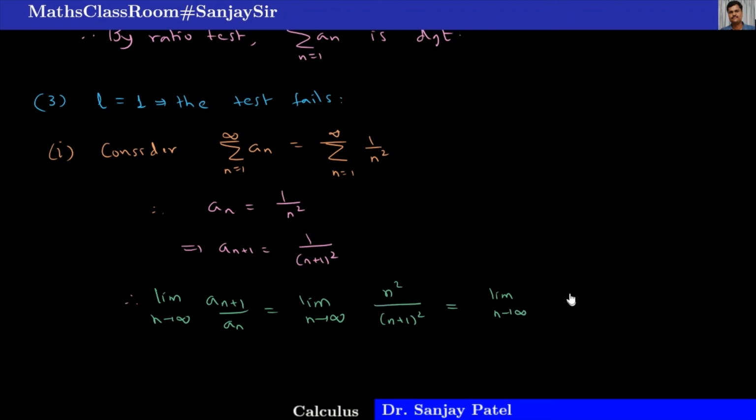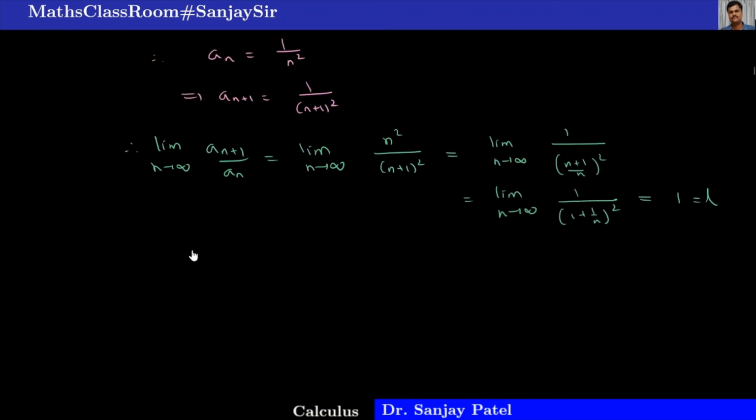So n square upon n square is 1. Here also I am dividing by n square. So that n square we can take inside and we will get (n+1) upon n whole square. Or we can write this way also. This is equal to the limit as n tends to infinity of 1 upon (1 plus 1 upon n) whole square. And as n tends to infinity, 1 upon n tends to 0. So 1 upon (1 plus 0) square, and that is 1. So L is equal to 1 in this case. Okay, L is equal to 1.